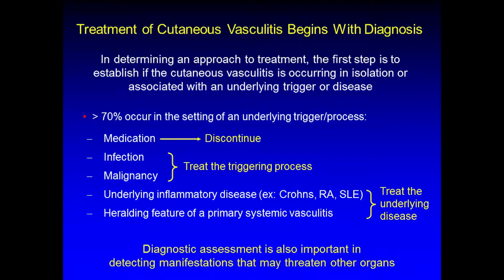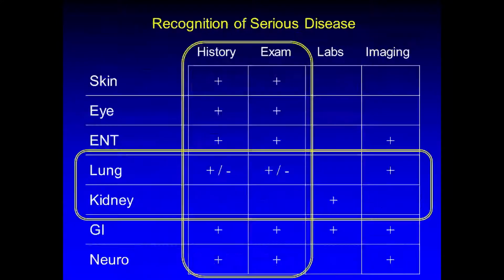And similarly, when there is an underlying inflammatory disease, as we've been hearing about at this conference, such as with Crohn's disease, rheumatoid arthritis, or lupus, or when this is a heralding feature of a primary systemic vasculitis, treating that underlying process, again, will address the cutaneous vasculitis. The diagnostic assessment is important not only for this reason in determining the best treatment approach, but also in detecting manifestations that may threaten other organs.